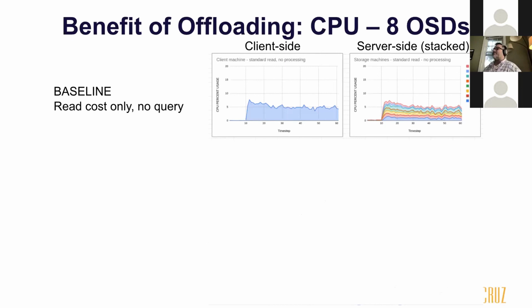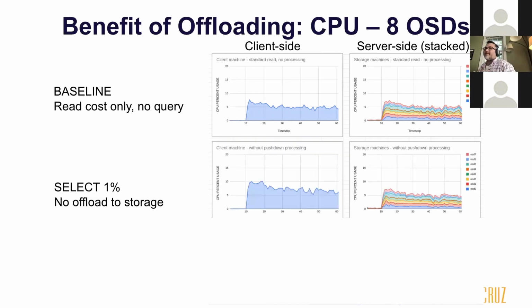For instance, for CPU, if you consider a baseline query here, a baseline read with no query, we just read all that table data and send it back to the client. Here's a picture of the CPU usage on the client and the server. The server's CPU is the cost to read that data from disk on those 10,000 objects across 8 servers, stacked there, and then send it back to the client. The client is actually just receiving the packets in this case. So that's the actual cost to collect that data.